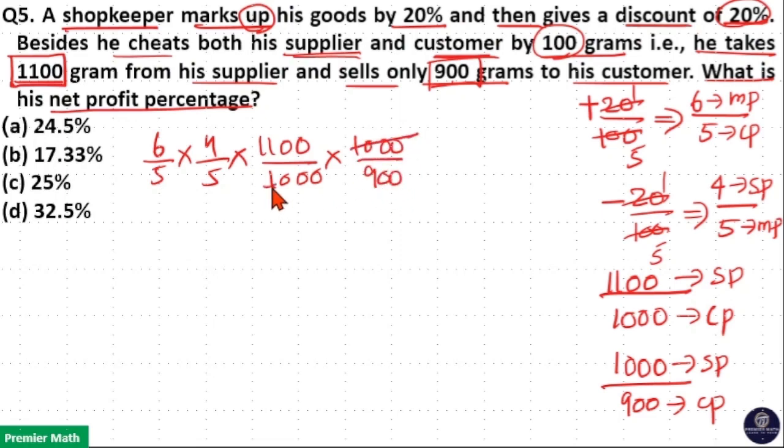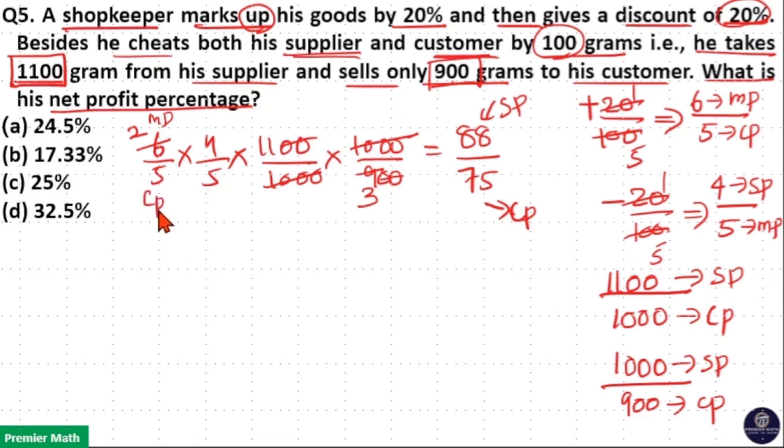Now 1000 cancels, 0 0 cancel, 3 goes 2 times in 6, 3 goes 3 times in 9, 2 into 4 into 11, 8 into 11 is 88 and 5 into 5, 25 into 3 is 75. Now you can see this is cost price and this is sell price. Here this is marked price upon cost price. This is sell price upon marked price. Now you can see this marked price and marked price cancel. So this is sell price and cost price. So the numerator is sell price and the denominator is cost price.